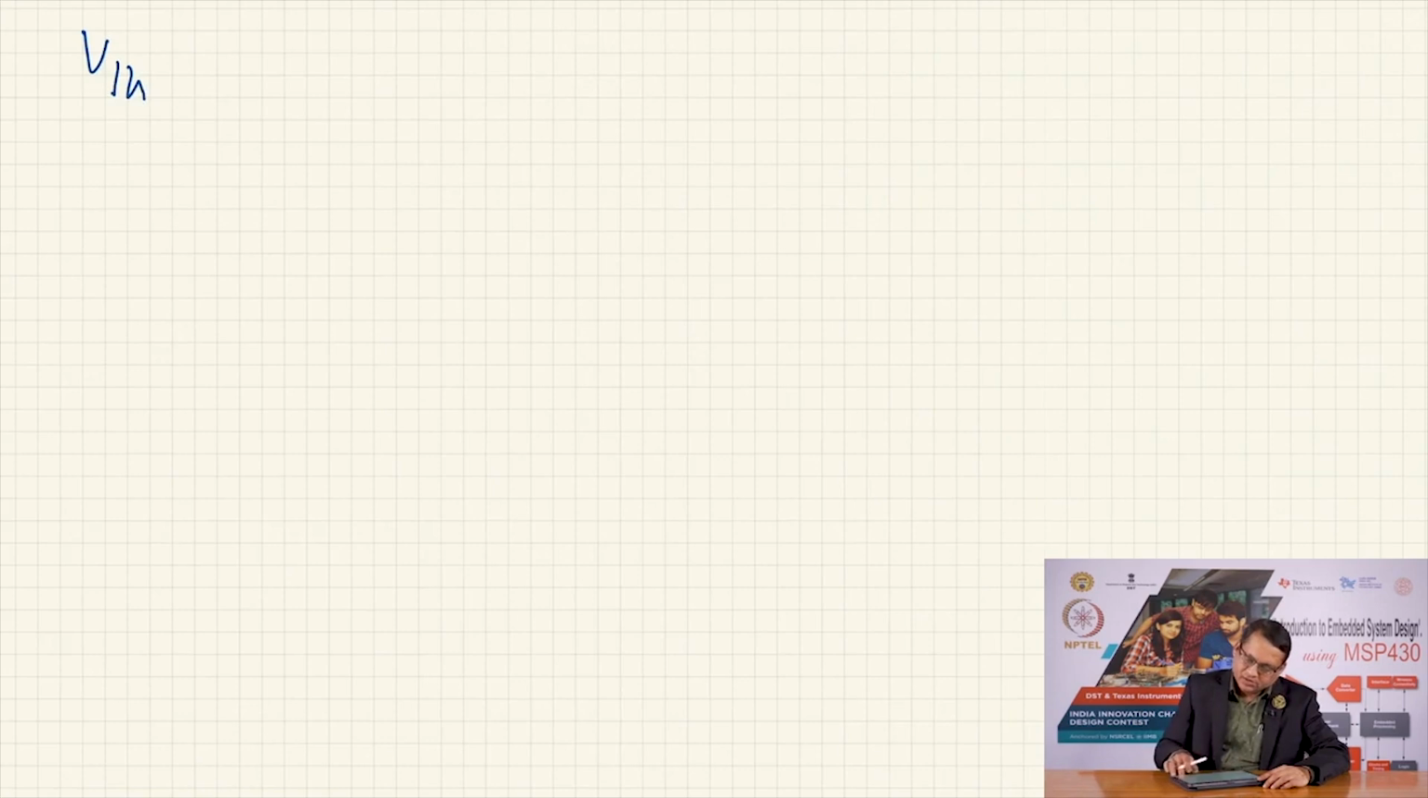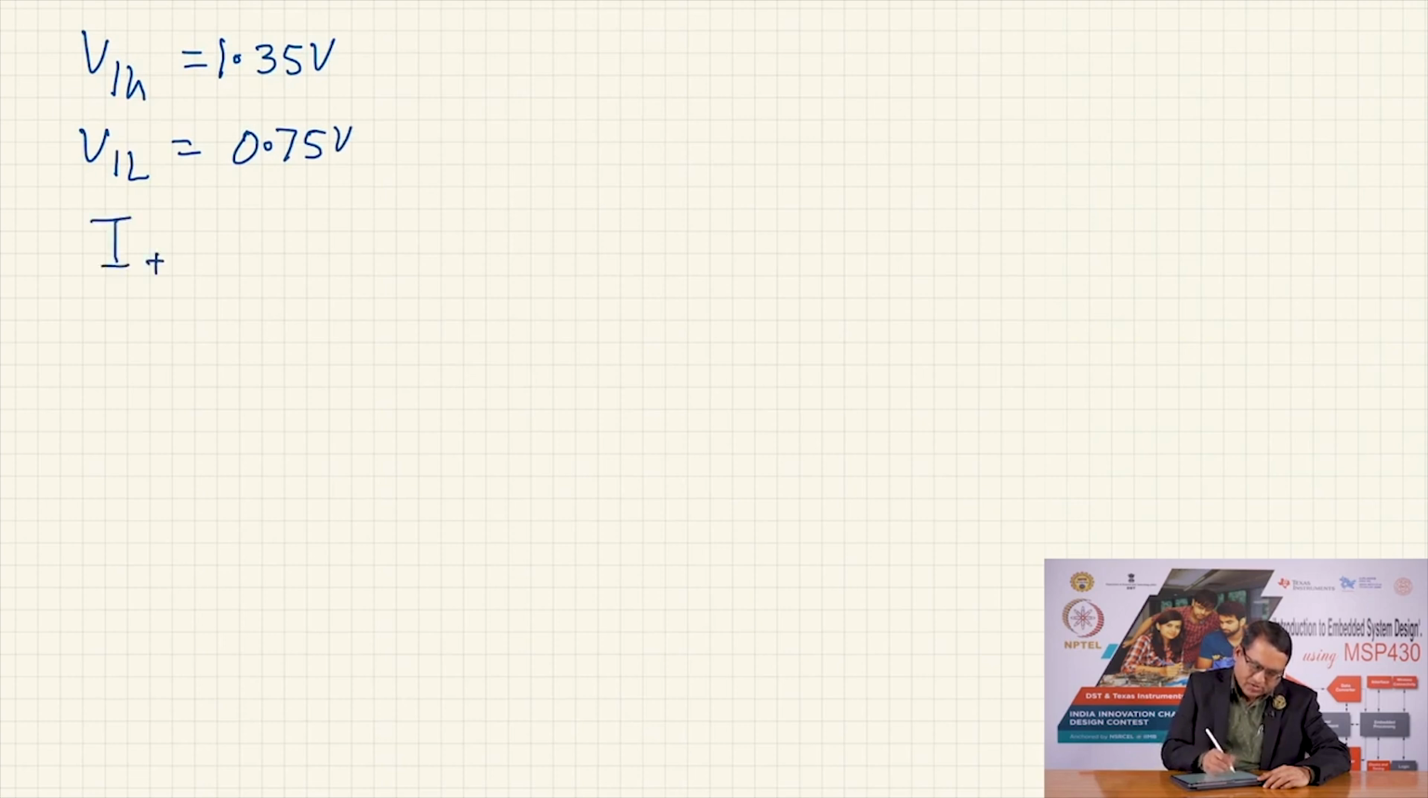So, let us go back here, let me add a sheet. We have VIH, the value is 1.35 volts, VIL is 0.75 volts, and the current I plus as well as I minus, that is the current that goes into the pin or comes out of the pin, is listed to be 50 nanoampere. Let us go back to this diagram.